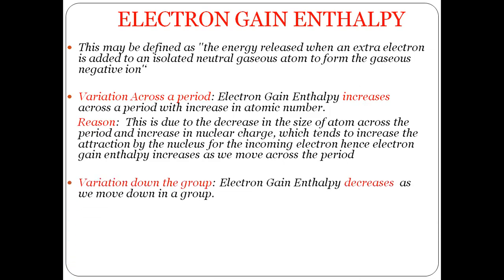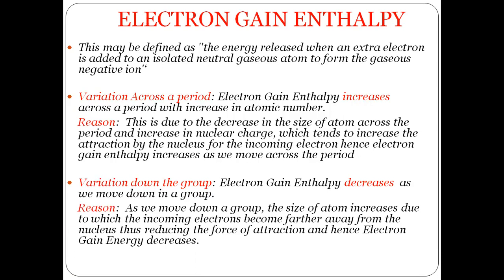Just the opposite case again for variation down the group. When we move down the group, electron gain enthalpy decreases. Now why does it decrease? Because the size is increasing. When size is increasing, the incoming electron is going away from the nucleus. When it is going away, obviously it cannot be pulled, it will not be stable, and it will not release more energy but less. So electron gain enthalpy decreases. So that is how we can understand the variation. The reason and the variation are very similar to ionization energy.